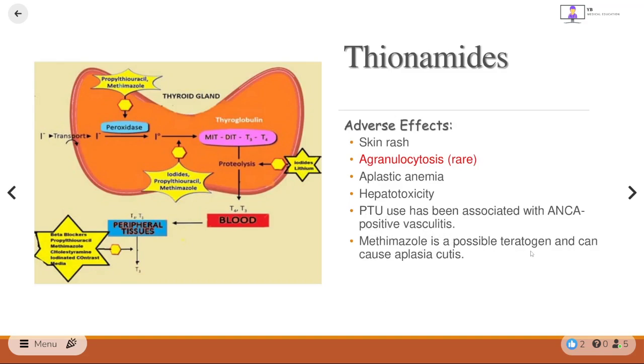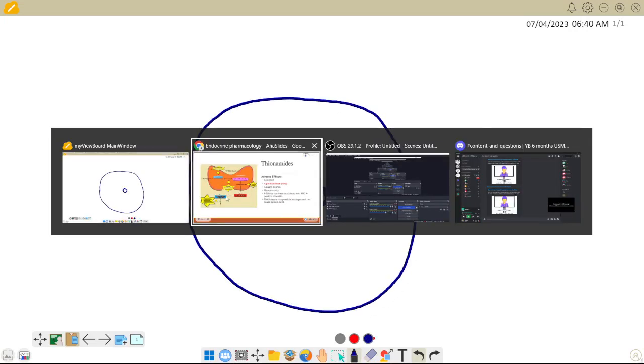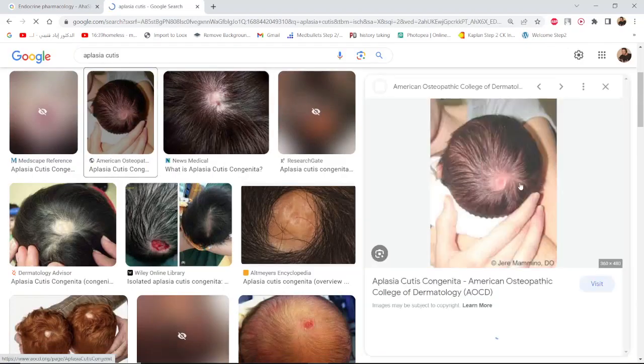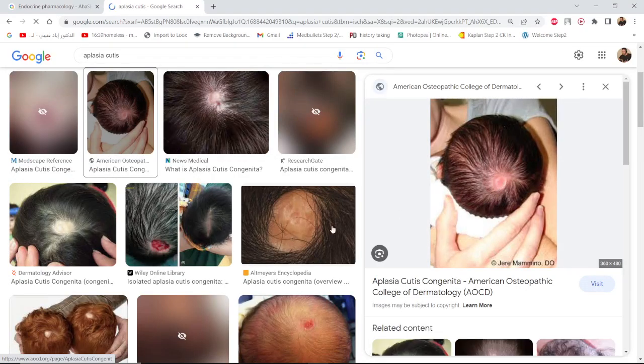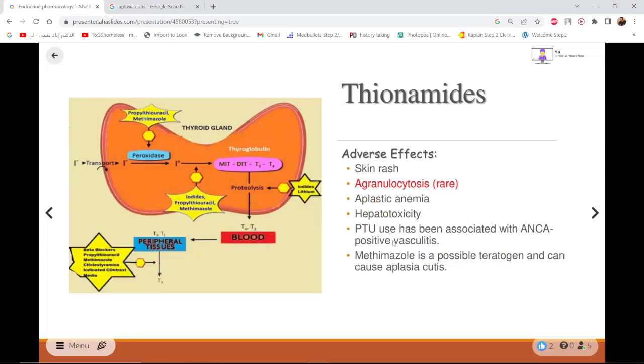And methimazole is a possible teratogen and can cause aplasia cutis, which is basically loss of hair and part of the skin. Let me show you guys how it looks. So here it is, aplasia cutis. You're losing a part of the skin and hair. Okay, this is how it looks. So methimazole could basically cause this. Okay, PTU, ANCA positive vasculitis, and agranulocytosis, aplastic anemia. These are very important side effects as well.